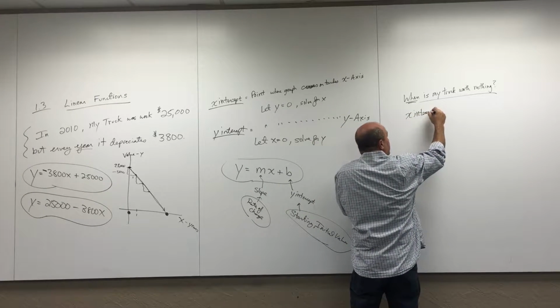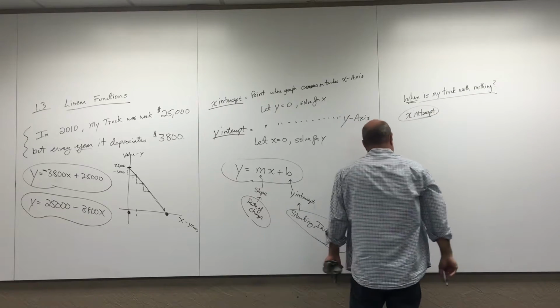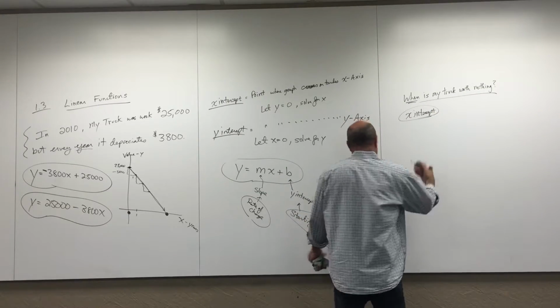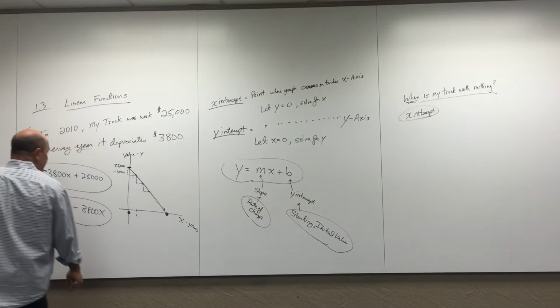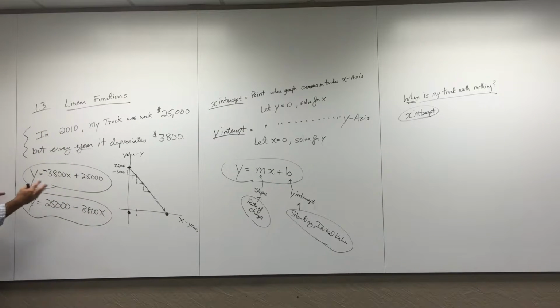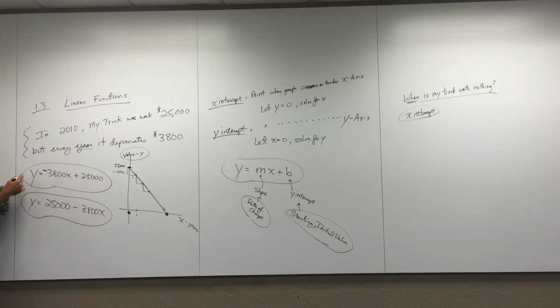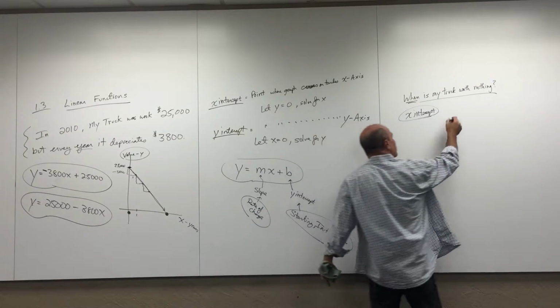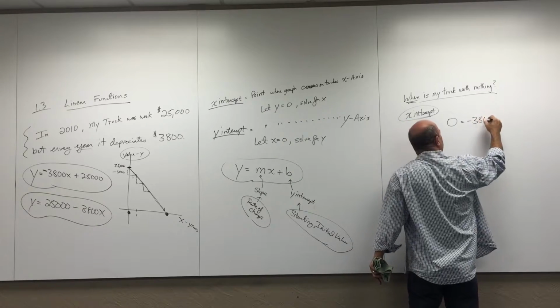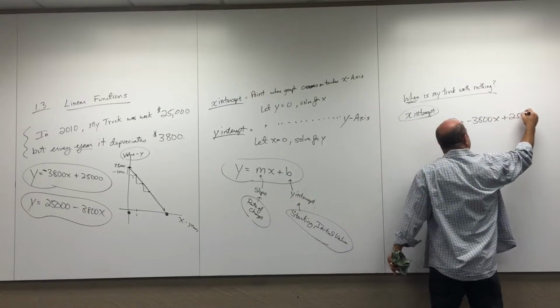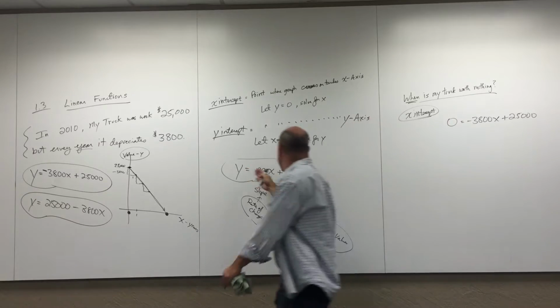And how do I find an x-intercept? I let y equal 0. But logically from the word problem, when is it worth nothing? It's worth nothing when the value, y, is 0. So you plug in a 0 for y and you try to solve for x. Notice it was in this y equals mx plus b form.